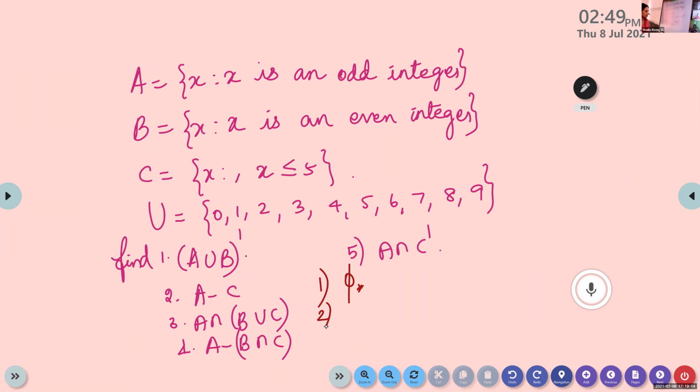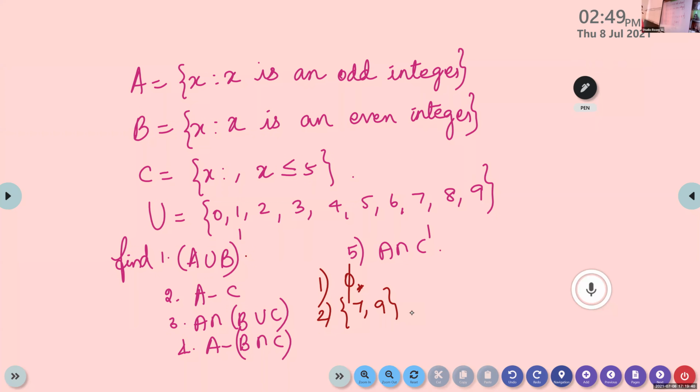So what will be the answer? A minus C. X is an odd integer such that X is greater than 5: 7, 9 is the answer. 7 and 9.